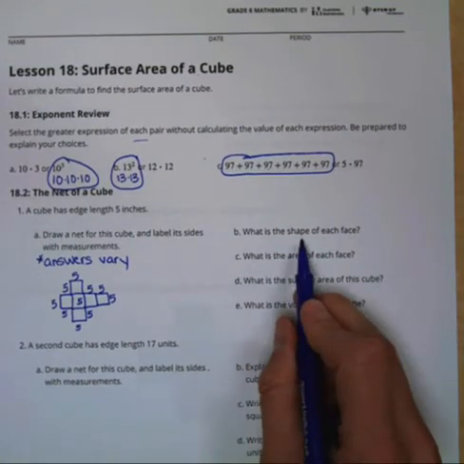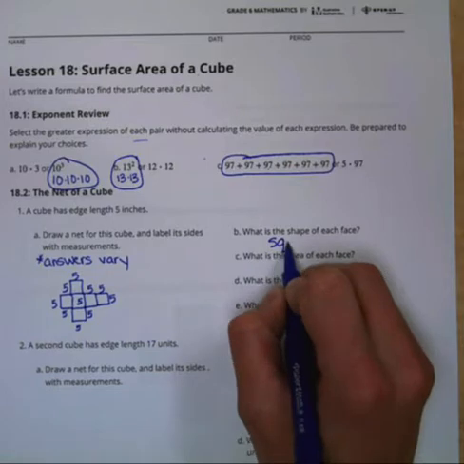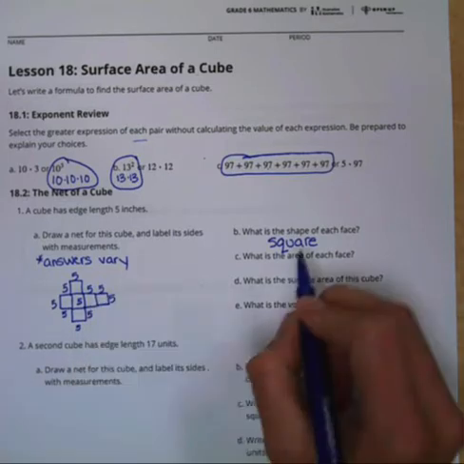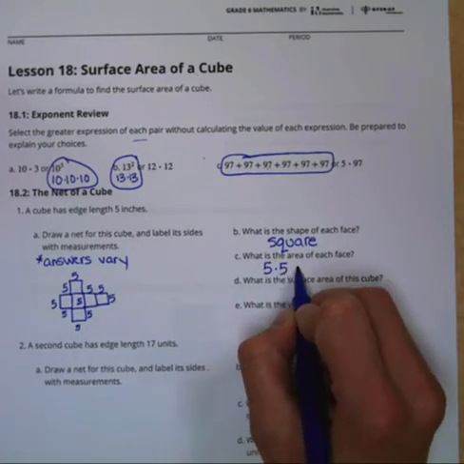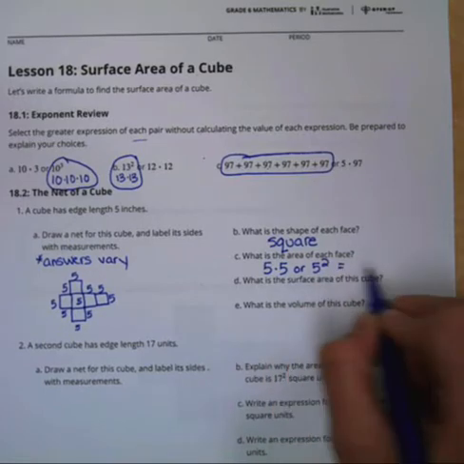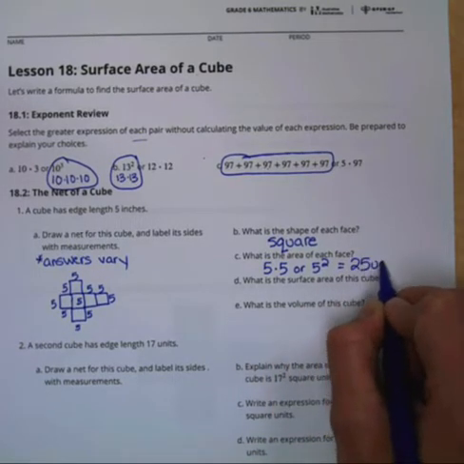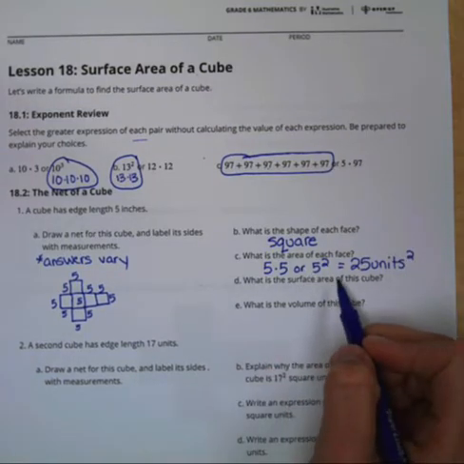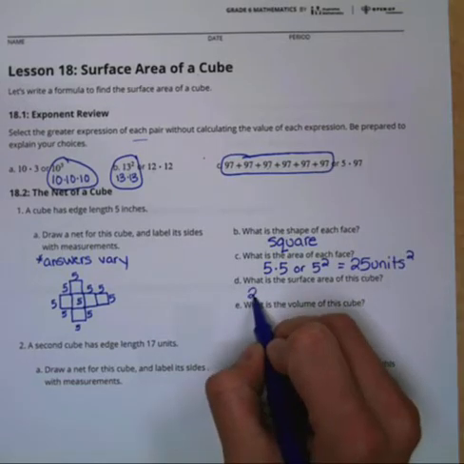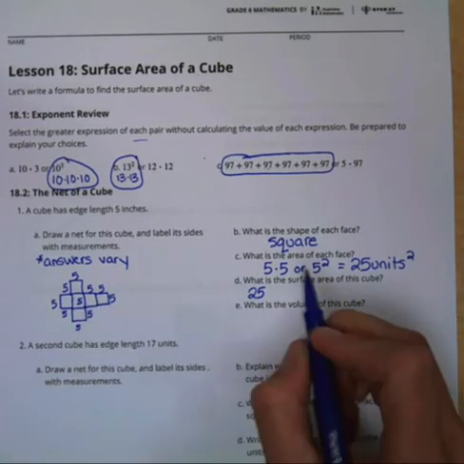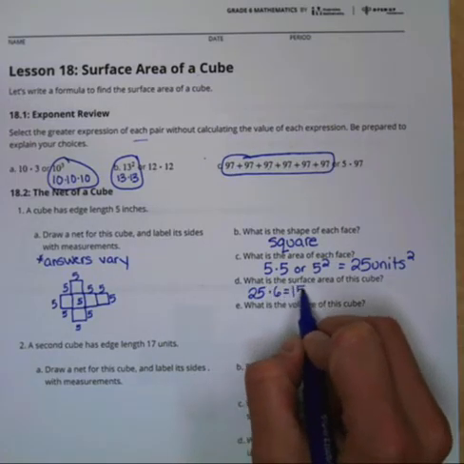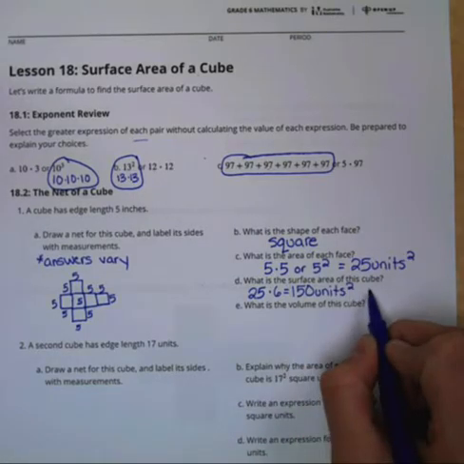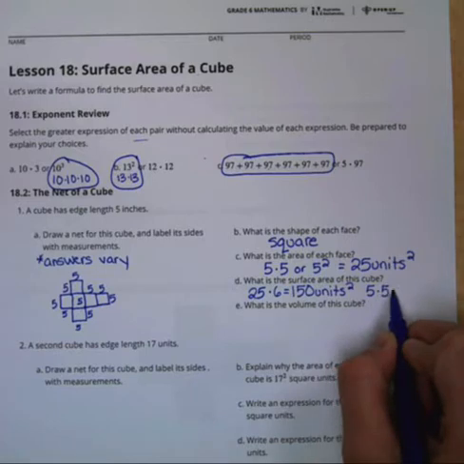What is the shape of each face? Each face is a square because a cube is made up of only squares. What is the area of each face? If we pick one, we have 5 times 5, or 5 squared, which gives us 25 units squared. What is the surface area of the cube? We can solve this a couple ways. We have 25 times 6 of them, which gives us 150 units squared. We could also solve this by doing 5 times 5 times 5.